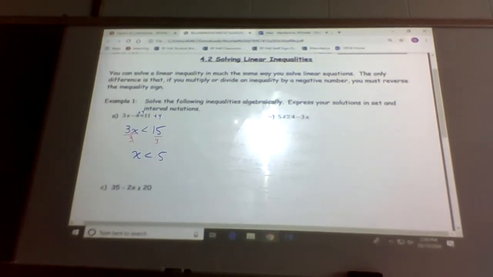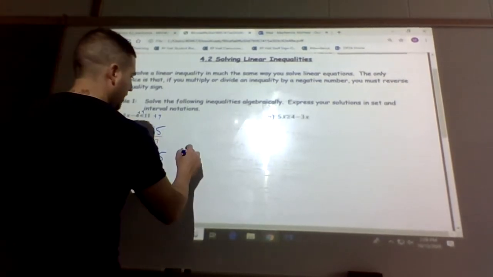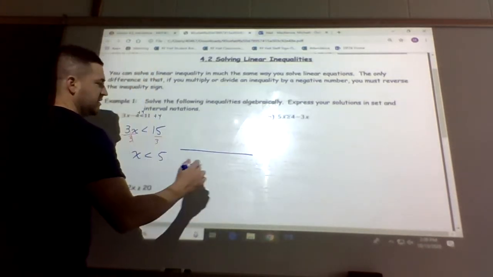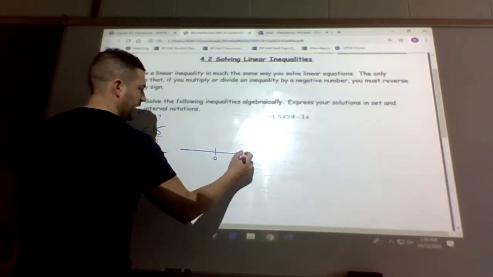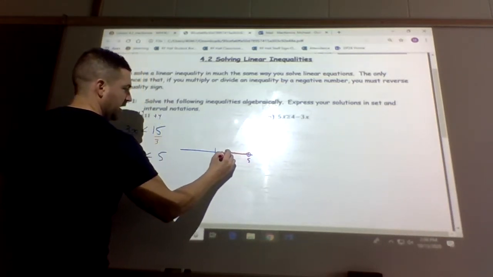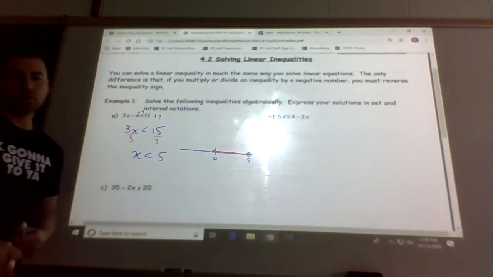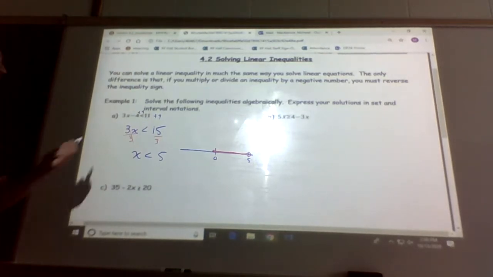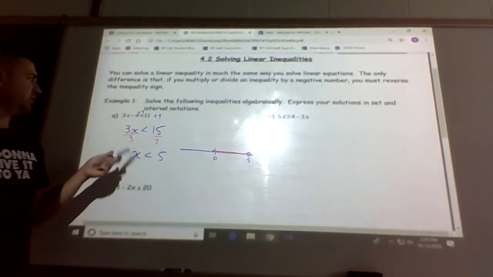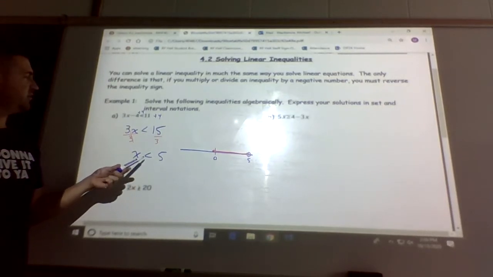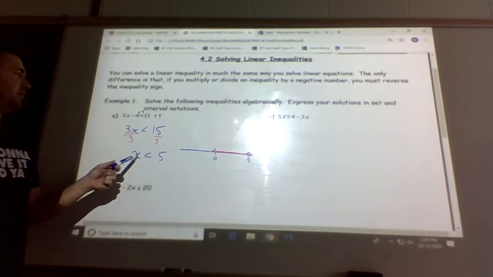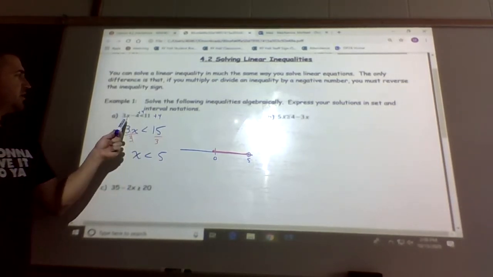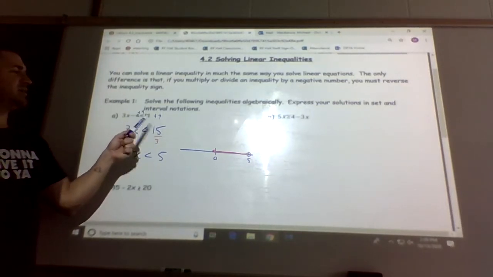Okay, so if you had to put this on a number line, remember, x is less than 5, so this is 0, say 5 is here, so it'd be an open circle, everything less than 5. Okay, and if you want to check, plug in a number to see if it's less than 5. So you can plug in any number less than 5. So if you plug in 0, see if it's less than 11. So 3 times 0 is 0, minus 4. Negative 4 is less than 11.